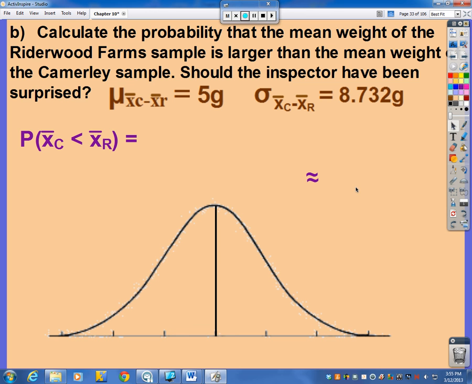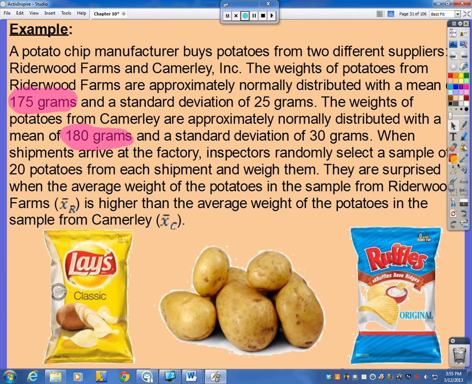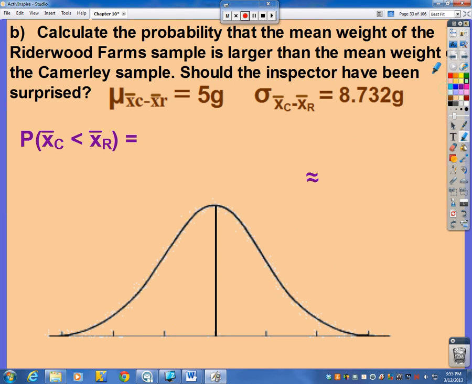Part B, calculate the probability that the mean weight of the Riderwood Farm sample is larger than the mean weight of the Cammerley sample. Should the inspector have been surprised? Now remember, let's jump back to here. We mentioned earlier that they are surprised when the average weight of the potatoes in the sample from Riderwood Farms, our X bar sub R here, is higher than the average weight of the potatoes from Cammerley, the X bar sub C. So that's exactly what I'm saying here.